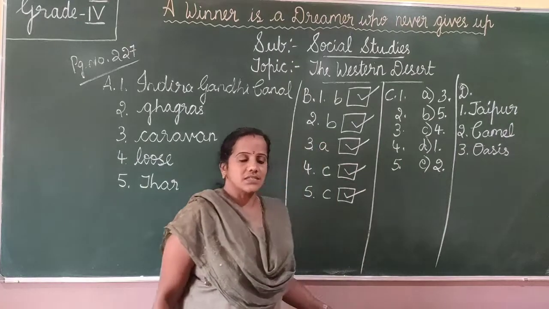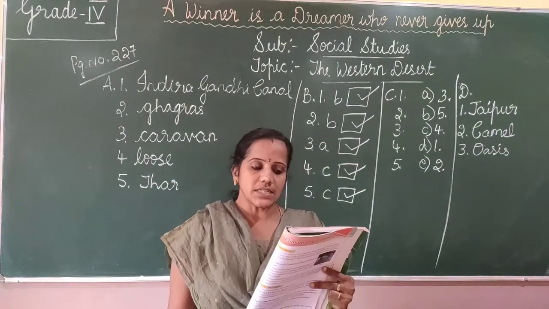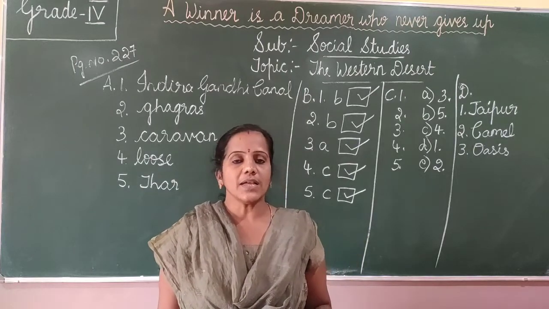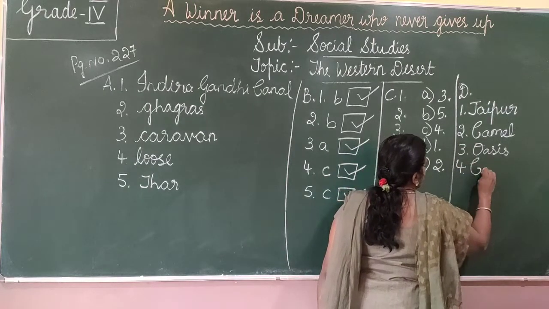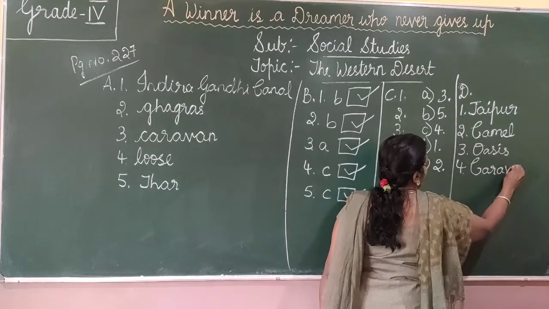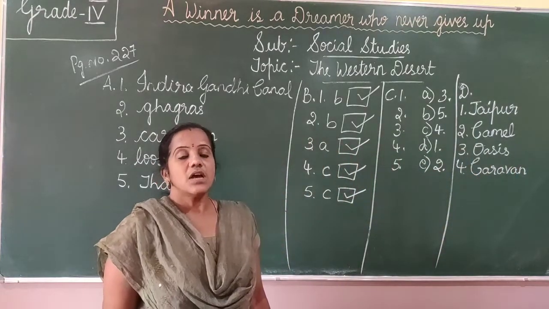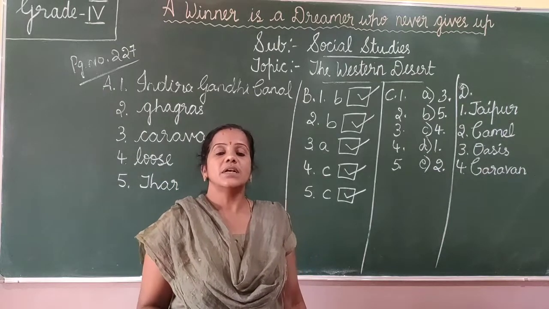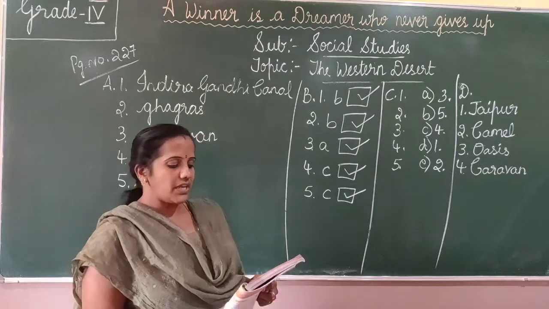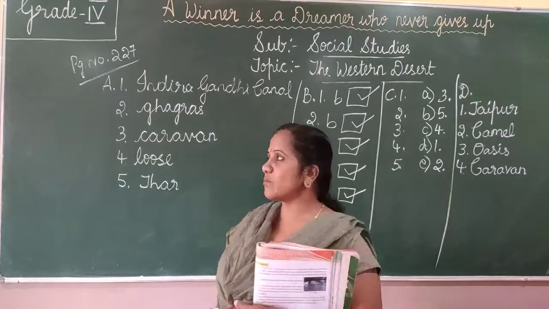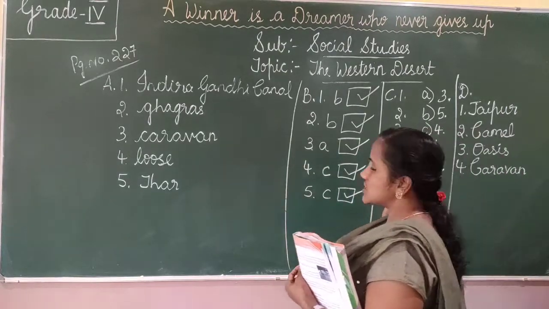O-A-S-I-S, oasis. Fourth one, they travel on camels across the desert in groups called caravan. C-A-R-A-V-A-N, caravan. So the people travel on camels in groups. It is called caravan.